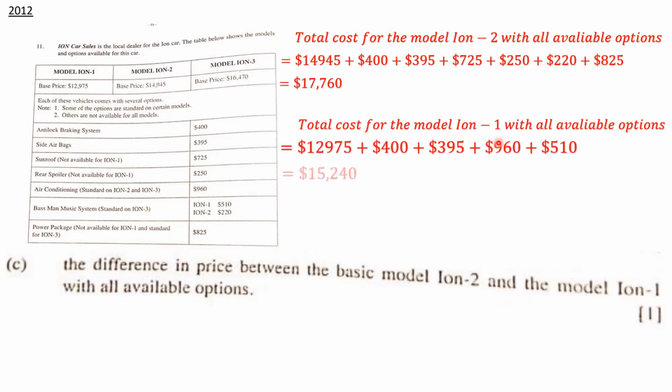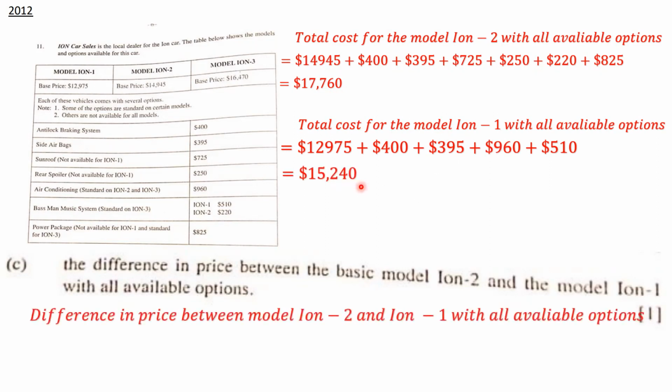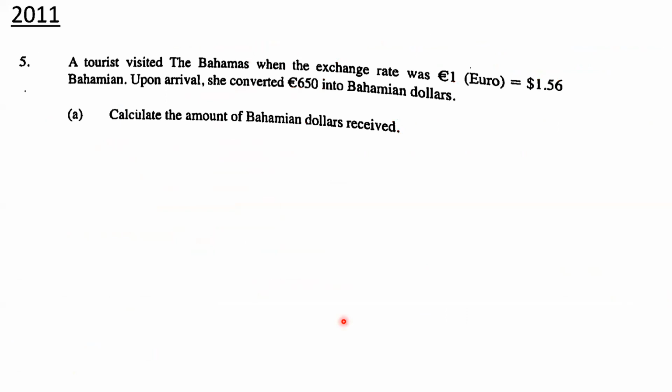Now, if you want to find the difference in price, we already saw Model Ion 1 in the last question. We saw that was 15,240. So the difference in price is going to be 17,760 minus 15,240. And that is the difference in price between Model Ion 2 and Model Ion 1. Okay, let's move on to the next question.